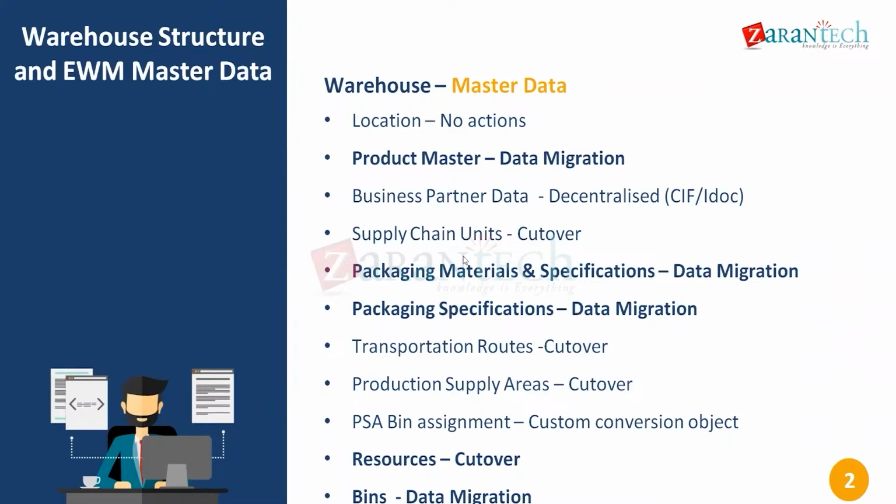Supply chain units, they are not many in number, right? So we do them as cutover. We have created a supply chain unit for our shipping point, and a supply chain unit for the warehouse. So we try to cover it as part of cutover. Packaging material and packaging specification, we do a migration for those. We'll talk about the data migration transaction. Routes and production supply area, we do them as cutover because they are not many in number.